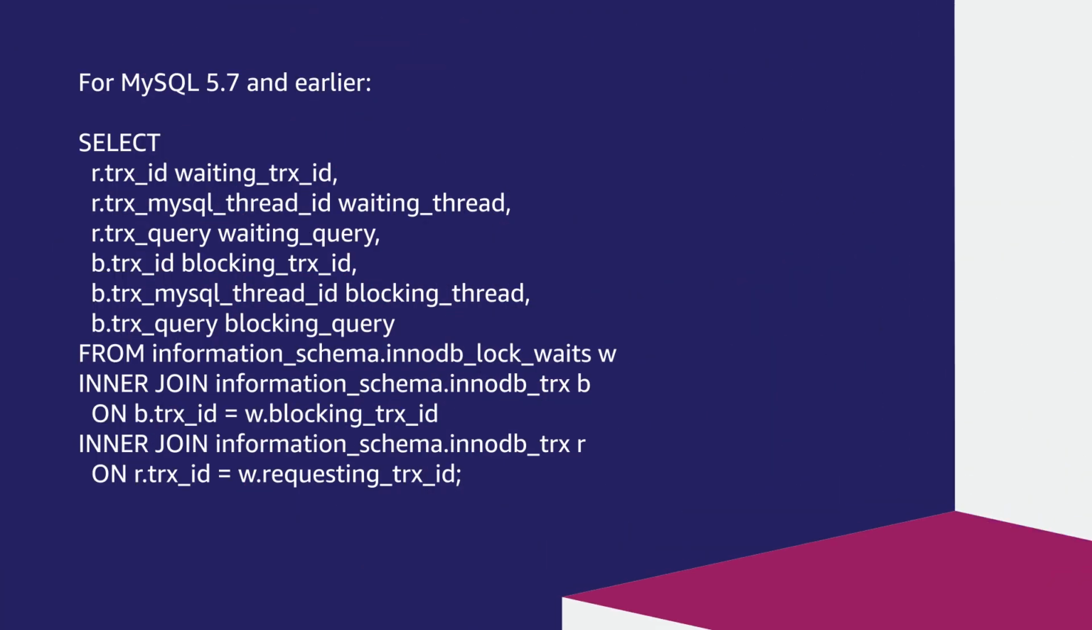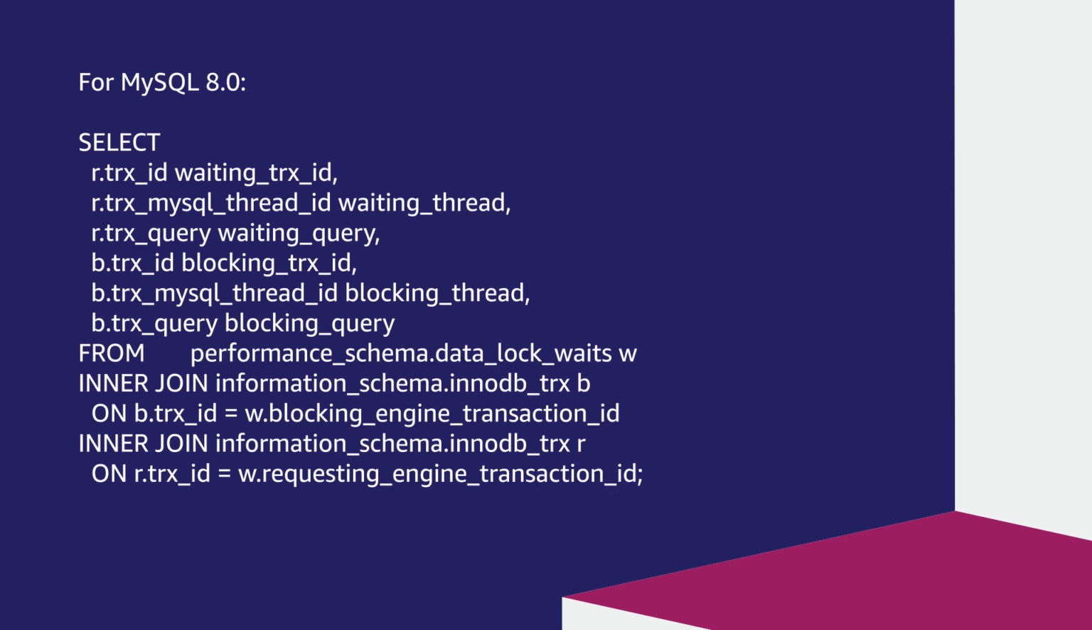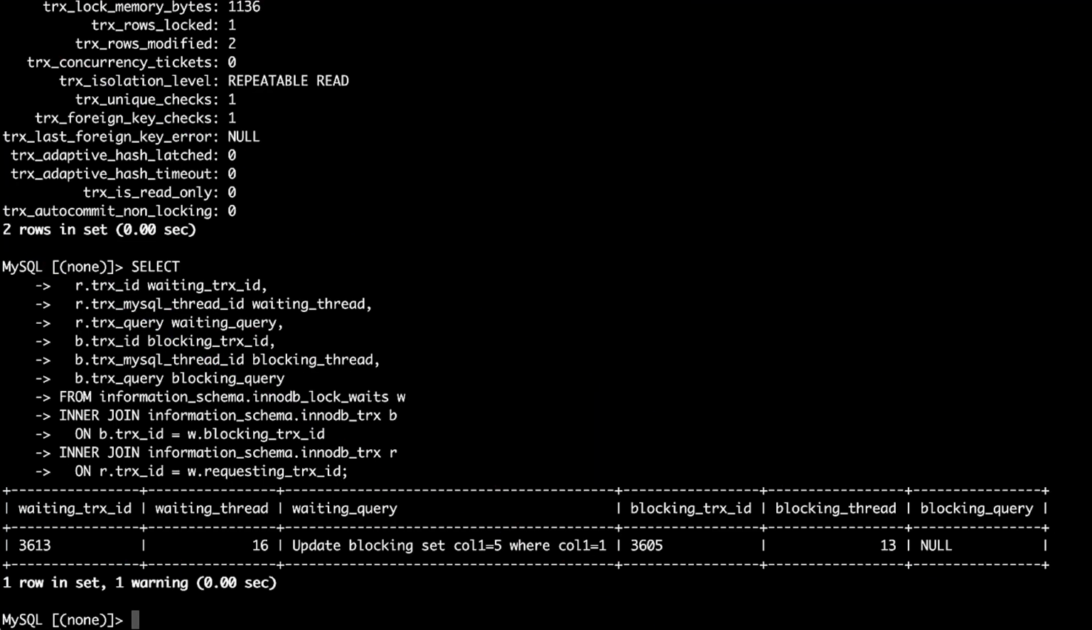For MySQL 5.7 and earlier, and for MySQL 8. Note the blocked transaction can't proceed until the other transaction commits or rolls back. When identifying blocking transactions, a null value is reported for the blocking query if the session that issued the query has become idle. In this case, use the query we used earlier to find the blocking thread process list ID.